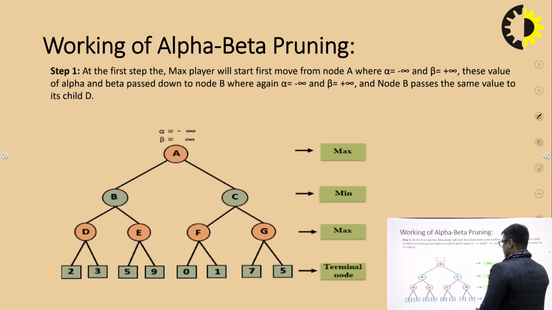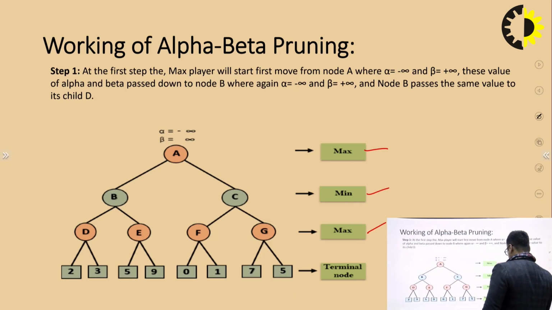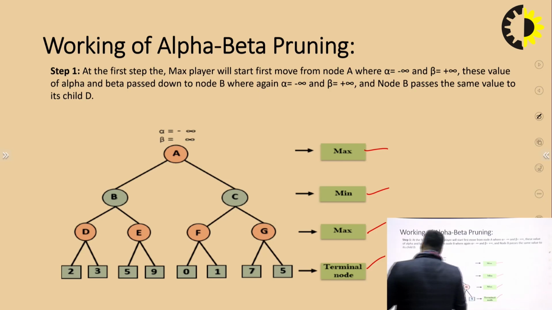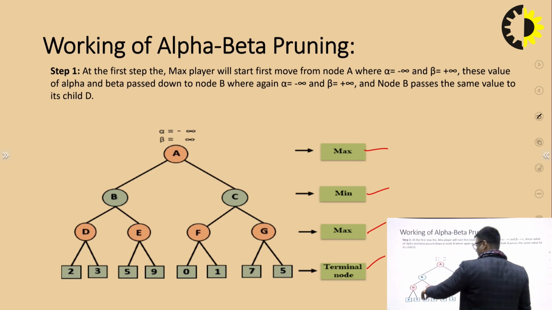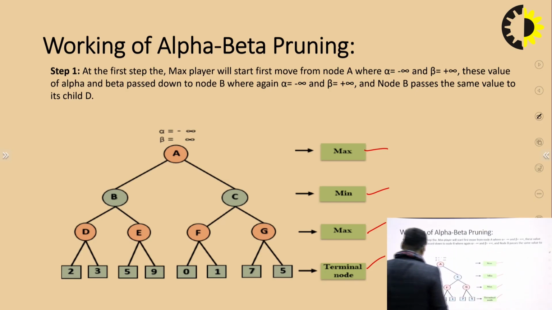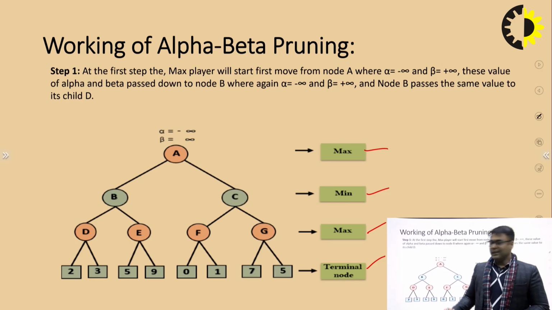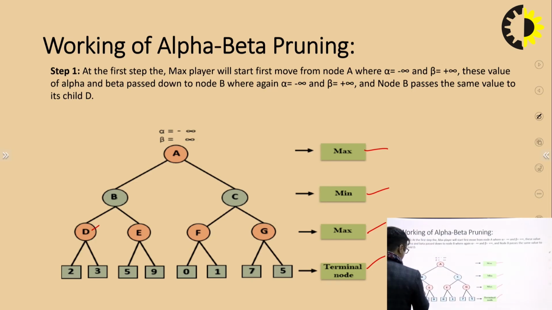Here we have max, min, max and terminal nodes. We have to decide through the terminal nodes first, with the max value. Here the terminal node is D, and the terminal node values are 2 and 3. Which value is considered? In alpha beta pruning examples, because we are deciding the max value, here the value considered is 3.